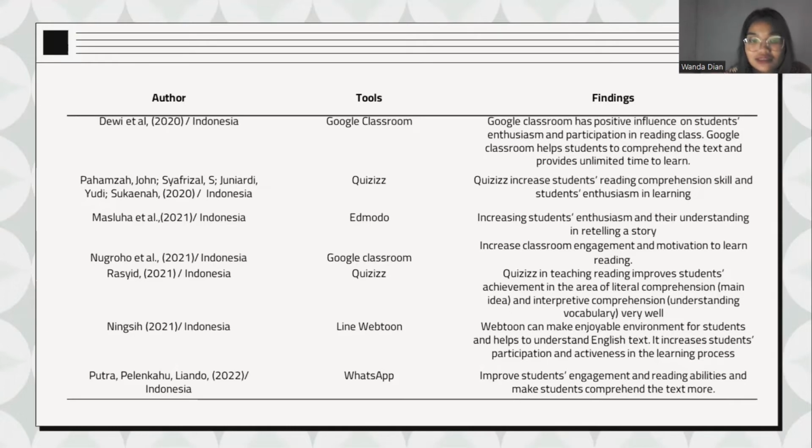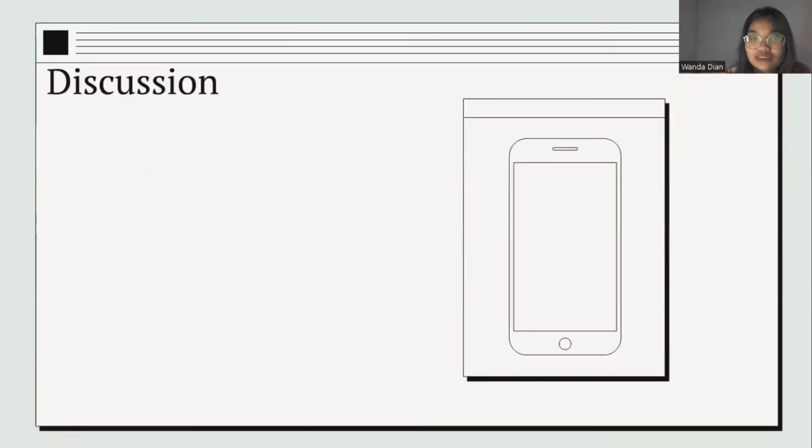And the last study, conducted by Putra et al. 2022, examined the effect of WhatsApp on students' reading skill, and found that WhatsApp can improve students' engagement and reading abilities and make students comprehend the text more. And what is the actual effect of MOL in the reading skill field?